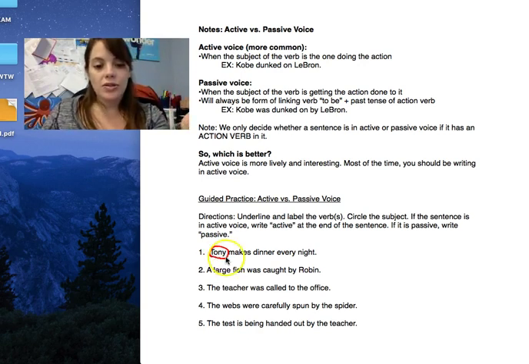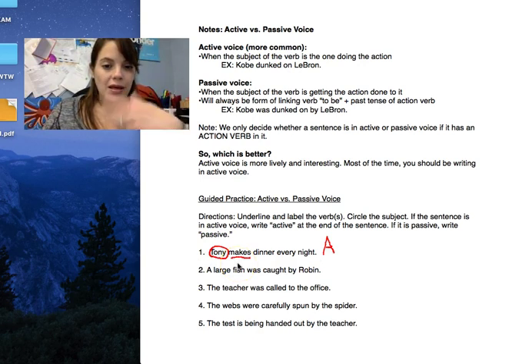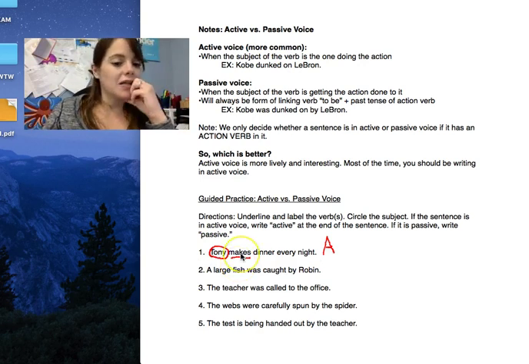And what is Tony doing? Tony is making dinner every night. So this is going to be active because Tony is my subject and Tony is performing the action. Okay, so let's look at number 2.